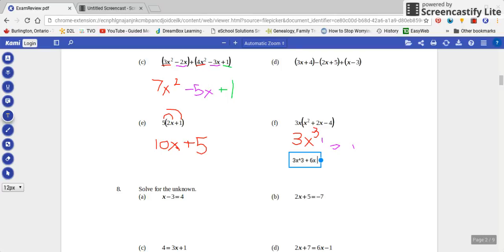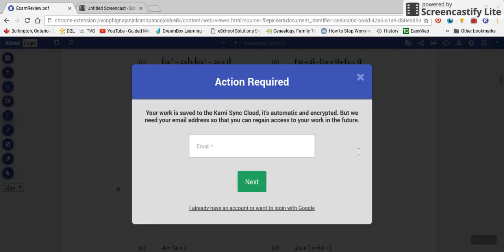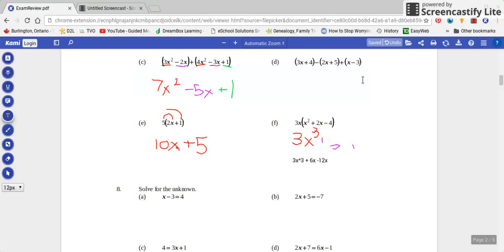So, sorry, I'm going to use this little symbol to indicate exponent: 3x to the exponent 3 plus 6x. Okay, and then we times the last two, 3x times negative 4. A positive times a negative is always a negative. So we got negative 12x. Okay, that's the final answer for that question. So we're going to end up with 3x to the exponent 3 plus 6x minus 12. That's the final answer for 7F if you are following along.